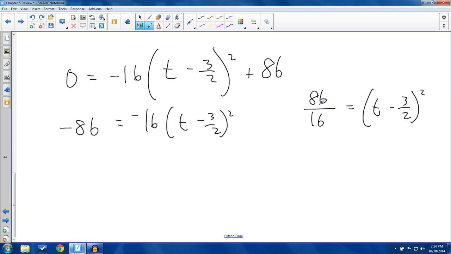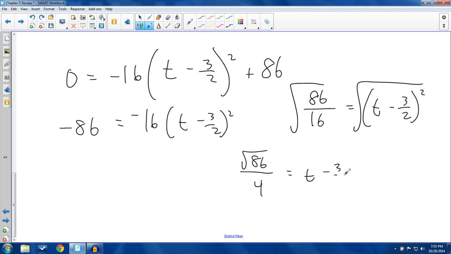I might as well take the square root before I simplify. Well, I think I can simplify. Oh, no, I can't. Let's take the square root. Square root of 86 over, remember, square root of 16 is 4, equals this guy, t minus 3 over 2.